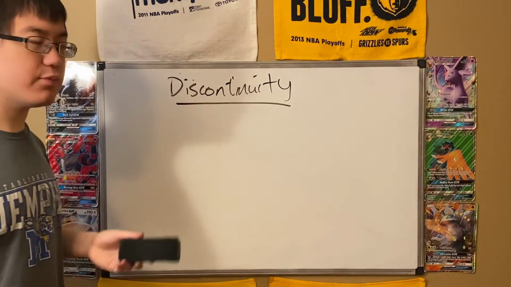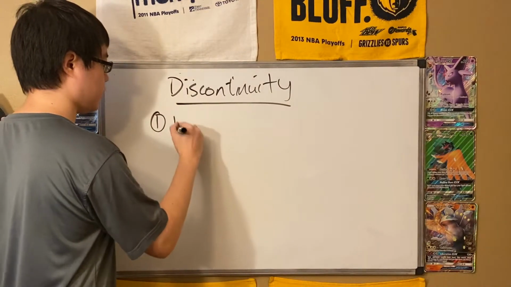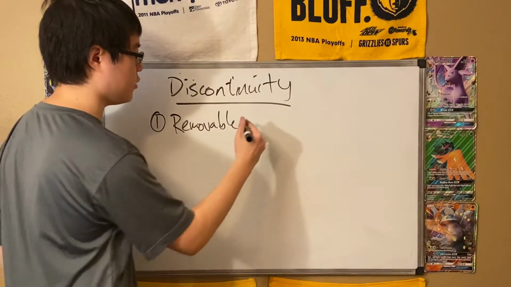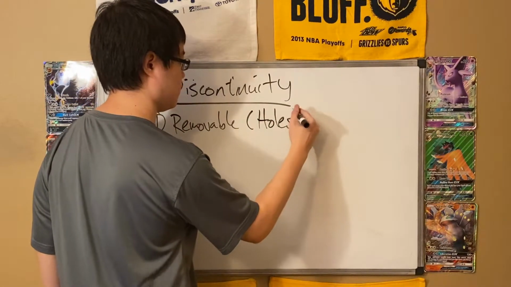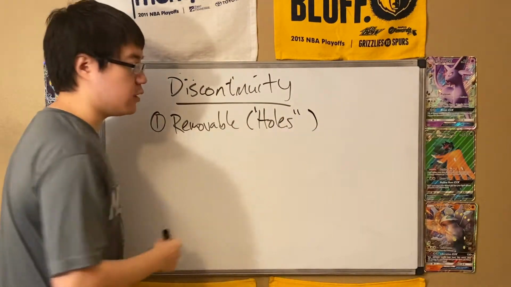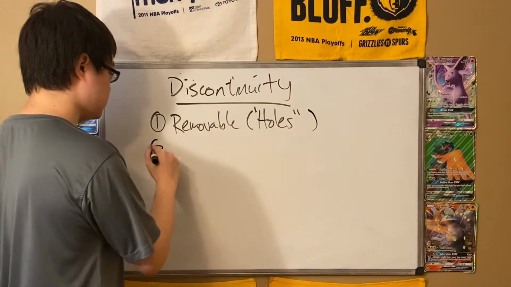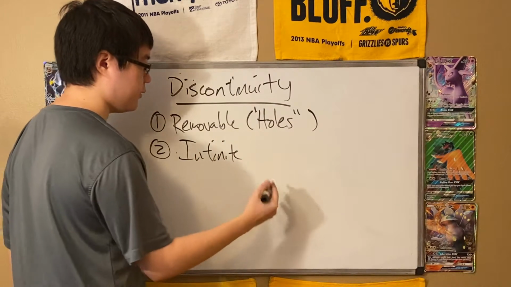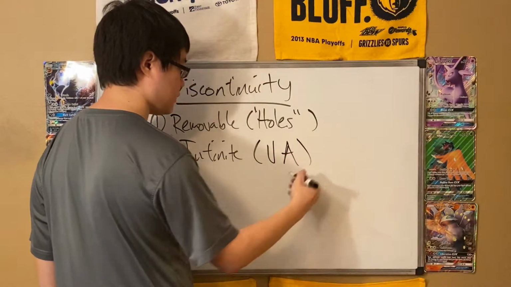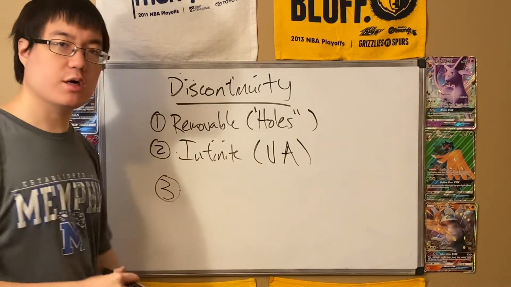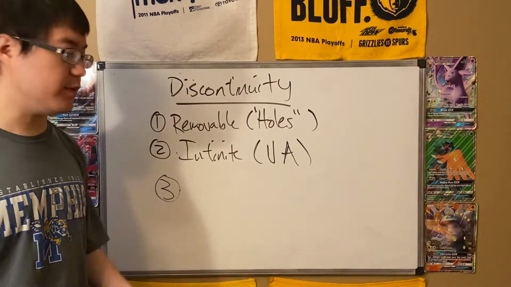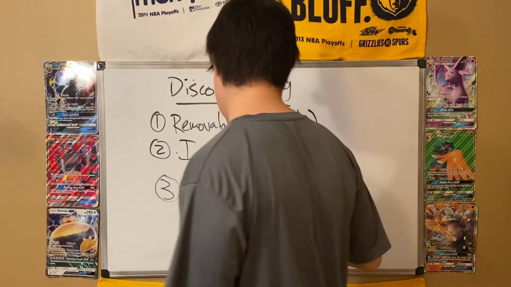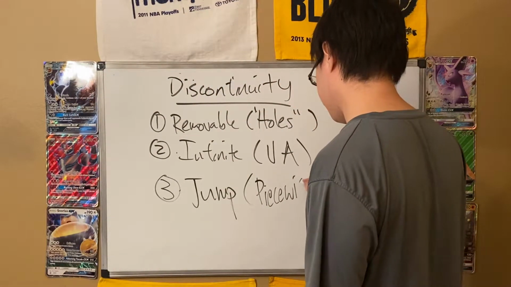So there's 3 main examples that we're going to be talking about. The first one is going to be called removable. These are going to be mainly your holes that we've been dealing with maybe since algebra 2. The second one is called infinite discontinuity. This is going to be your vertical asymptotes. And then finally, the third one is going to be called jump discontinuity, which is usually your piecewise functions. Jump discontinuity. Usually dealing with piecewise functions that are not continuous.